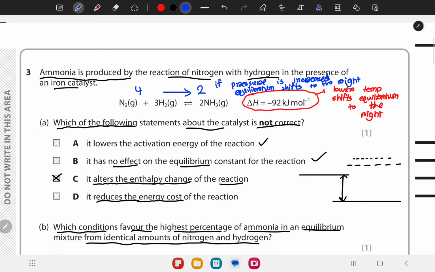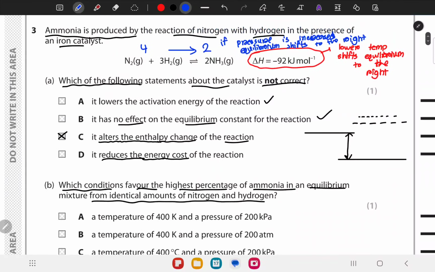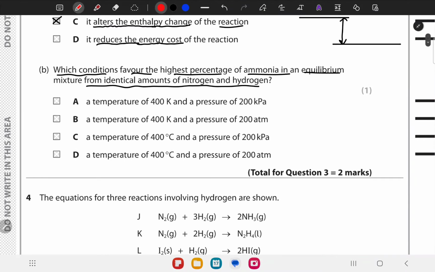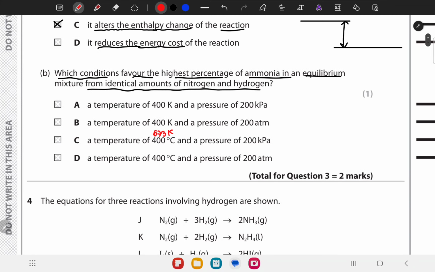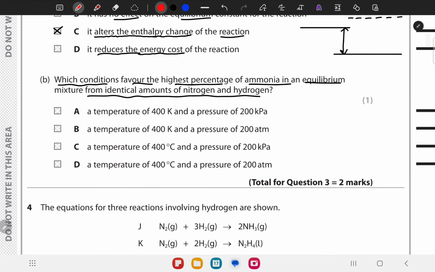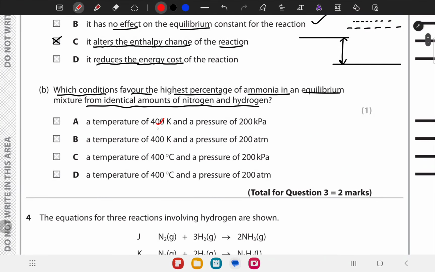To get a higher proportion of ammonia, we'll need a higher pressure and lower temperature. So 400 degrees Celsius is basically 673 kelvins. So this is a higher temperature than 400 Kelvin. So we will find an answer in A and B. C and D are out.